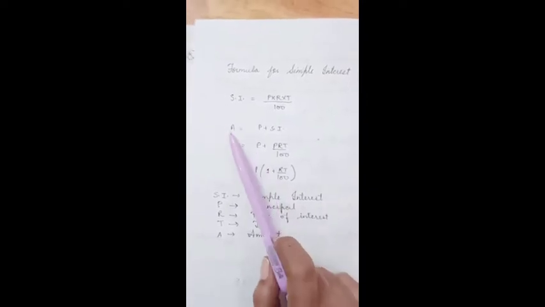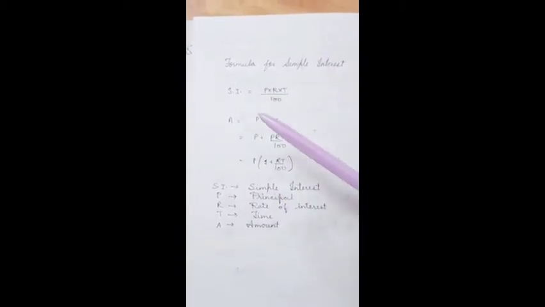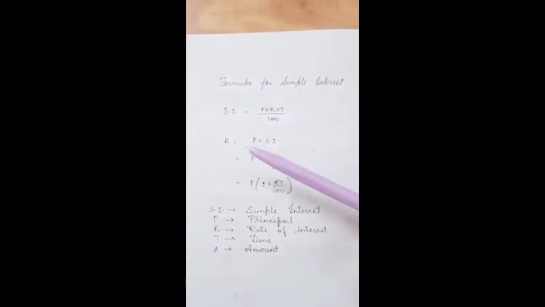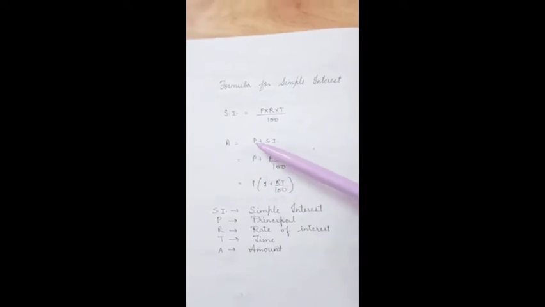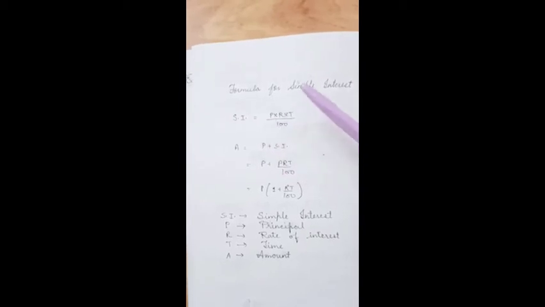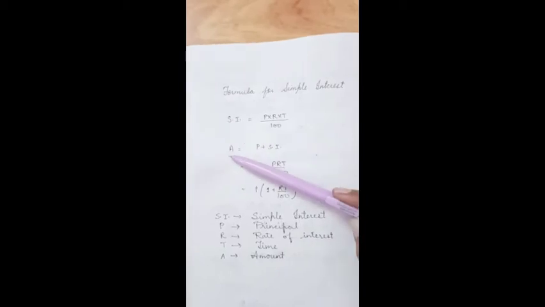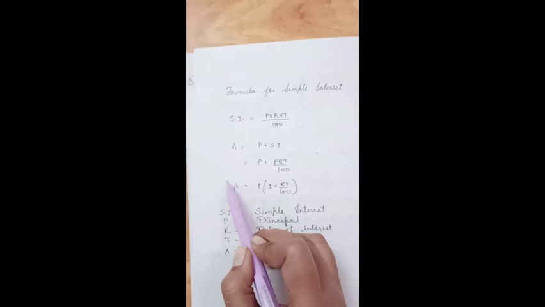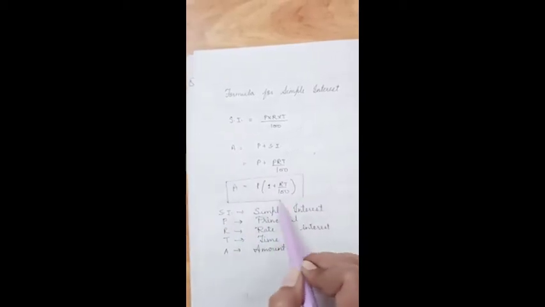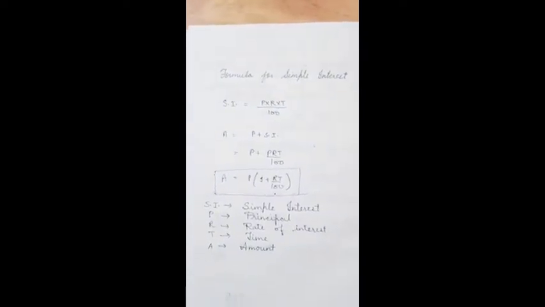This is the amount of money which the borrower has to give to the lender after a certain interval of time. And this amount is equal to the principal plus SI. That is the money which he has borrowed plus the additional money. And the other formula to find the amount is this: amount is equal to P bracket 1 plus RT divided by 100. Now let's start exercise 9F.